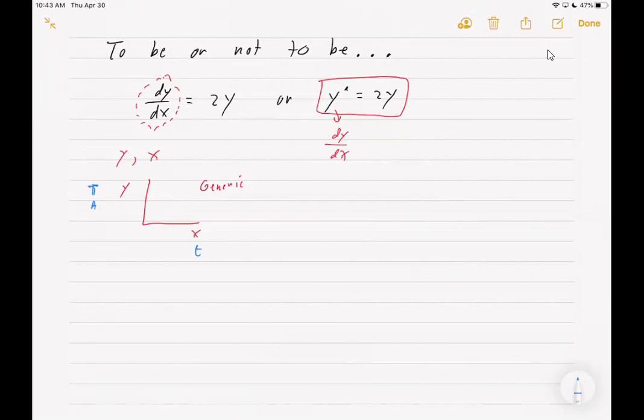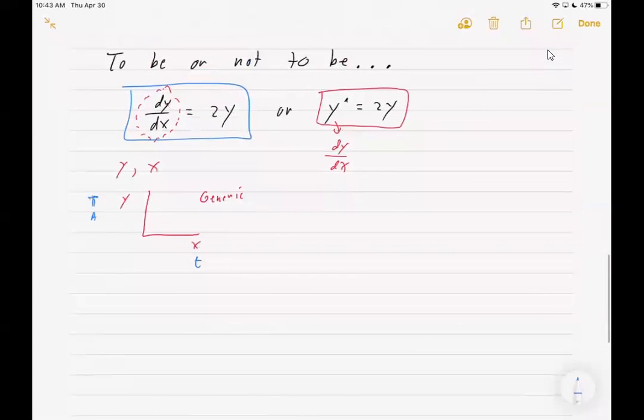So y is just generic for output. x is generic for the input variable. And so we're going to just talk about dy/dx generically as we move forward. But remember, y could be representing all kinds of things. And more often than not, when you're working with differential equations, x is replaced by time. So let's continue onward. Okay, so we have this equation. Let me just rewrite it: dy/dx equals 2y.